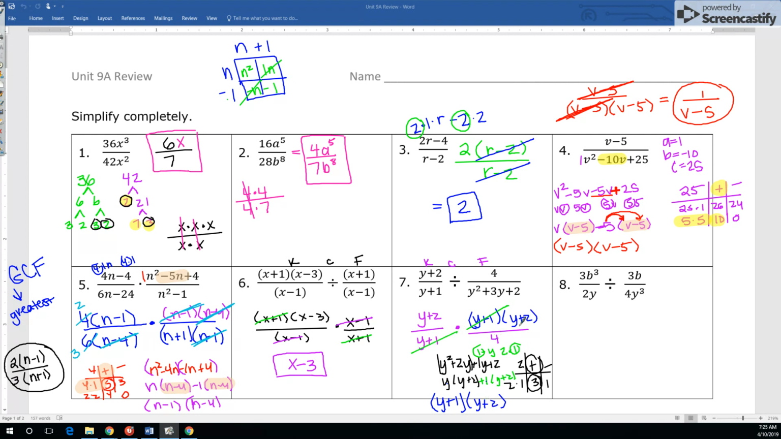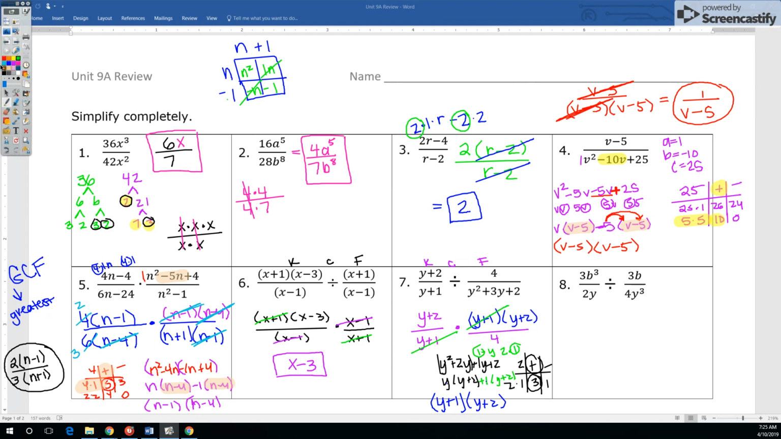And this 2 and this 4 do not cancel. The whole entire quantity needs to cancel. The only reason in number 5 that the 2 and the 3 canceled is because those were both just coefficients outside the parentheses of an expression. This y plus 2 is together being multiplied. So these 2 and 4 do not cancel.